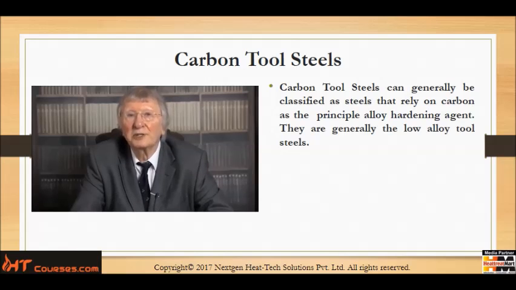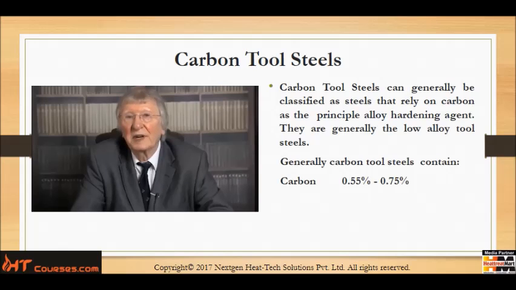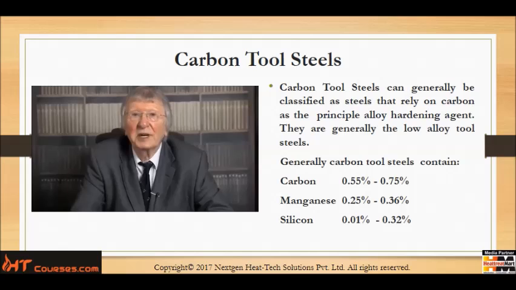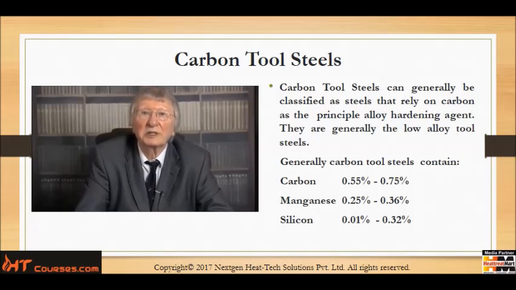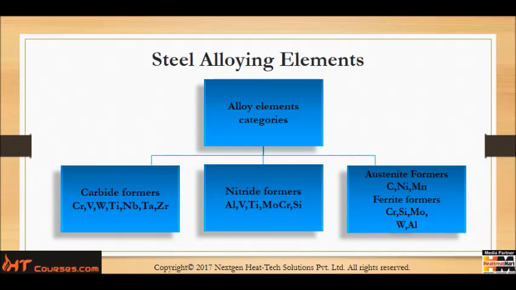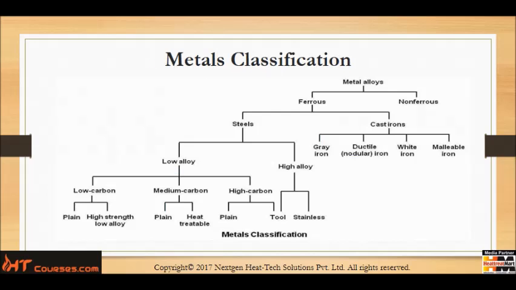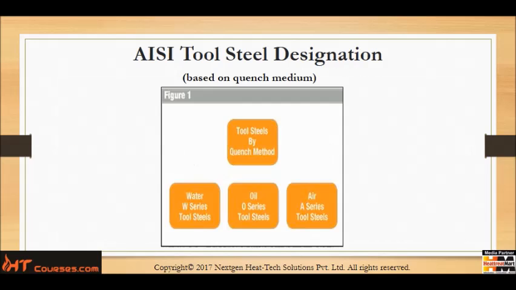Low alloy tool steels, and these contain 0.55% carbon up to 0.75% carbon. Manganese 0.25 to 0.36. Silicon 0.01% up to 0.32%. Again, a tree formation or description of the alloy steels. Once again, this is showing the classifications of the steels.